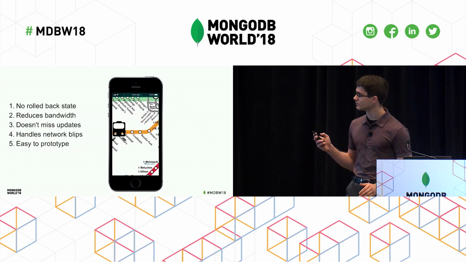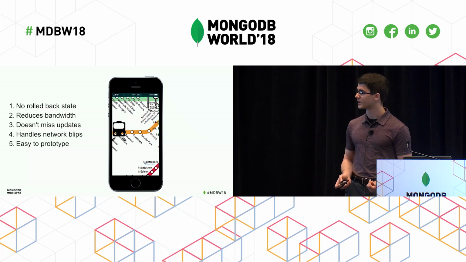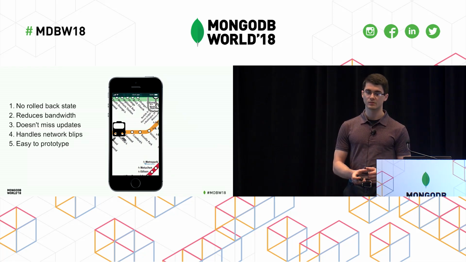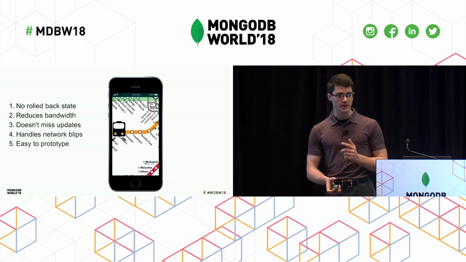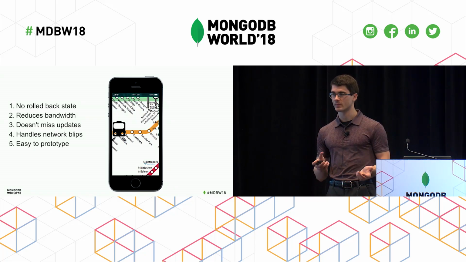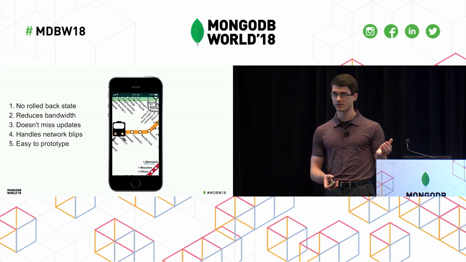And here's our app. We have no rollback state because we read concern majority, and change streams also return durable changes that are also majority committed. We reduce bandwidth because we use a $match to filter out updates we don't care about. We handle network blips because change streams automatically resume in drivers once. We don't miss updates because we're using a causally consistent session. And it was super easy to prototype.